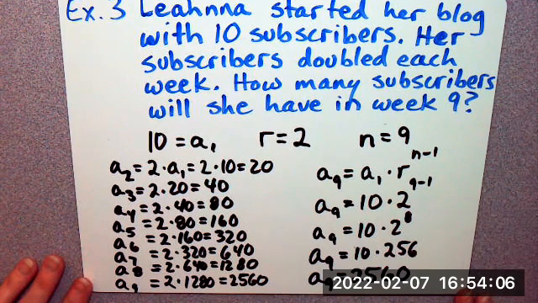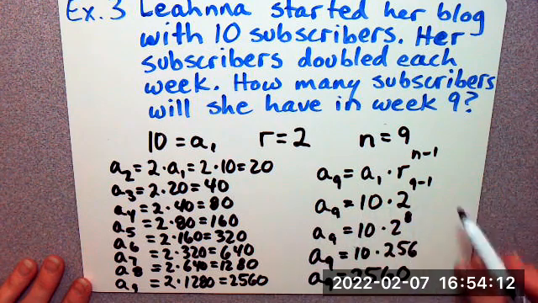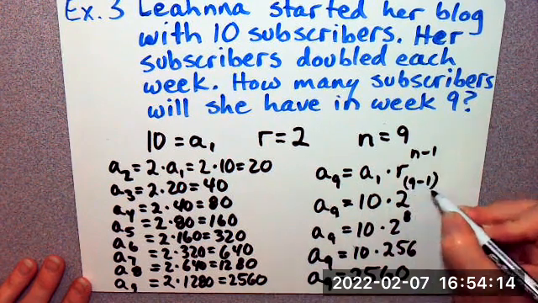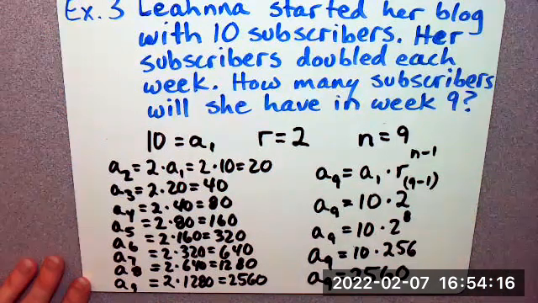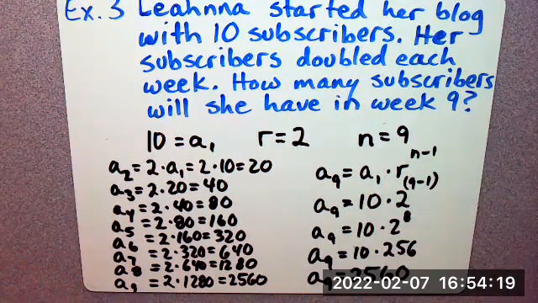But we didn't have to do much. Okay, I broke this down into steps, but if you started off with this and put it in your calculator with little parentheses right here, you would be set, and you would have gotten 2,560. All right.